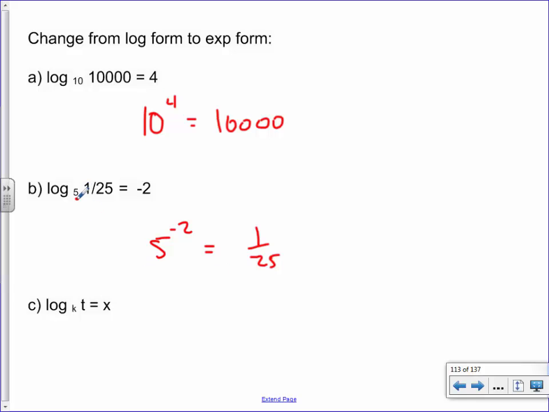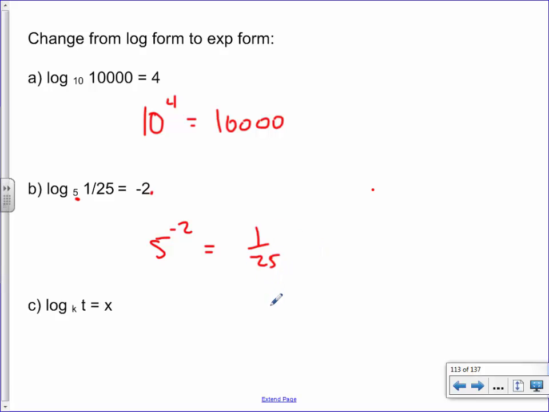So this 5 right here is your base. This guy over here will be your exponent. And it's going to equal the 1/25. Again, is this a true statement? What does 5 to the minus 2 mean? Well, 5 to the minus 2 means 1 over 5 squared. 5 squared is 25, so that fits.